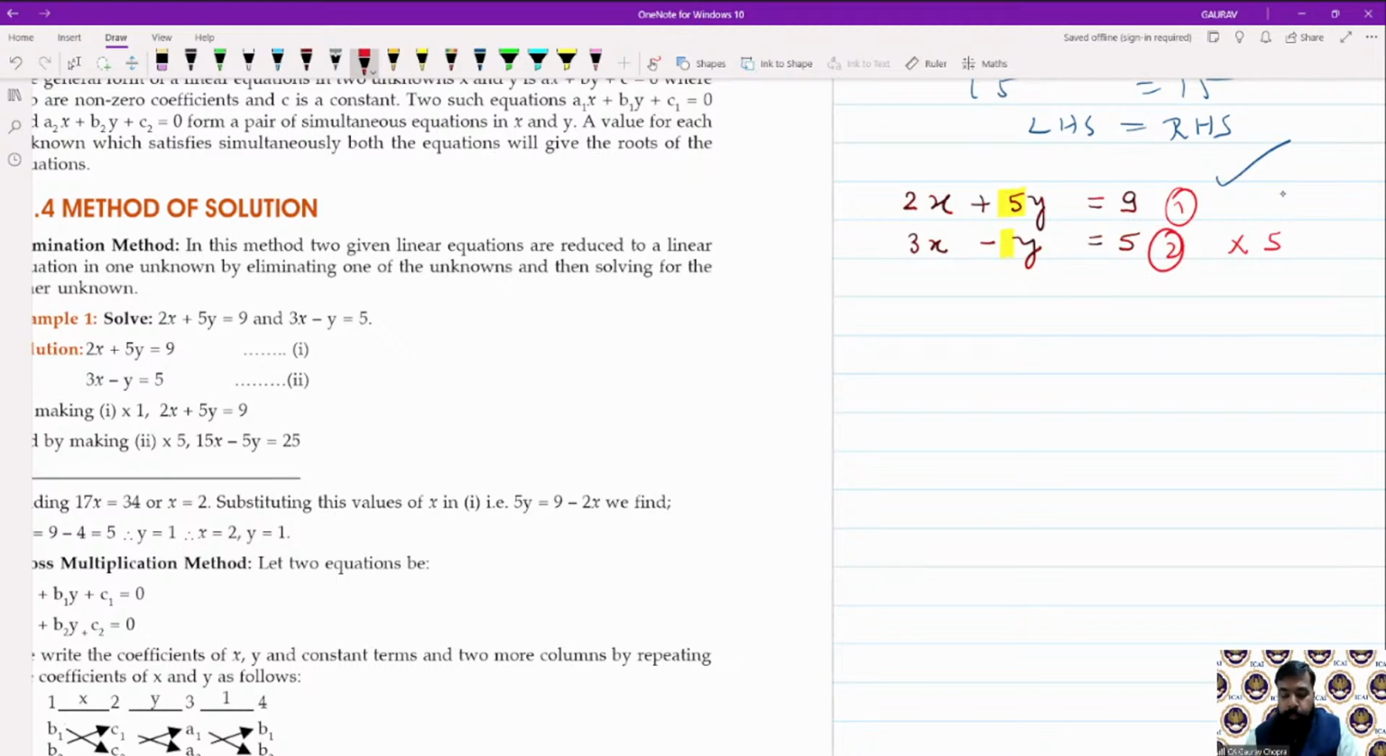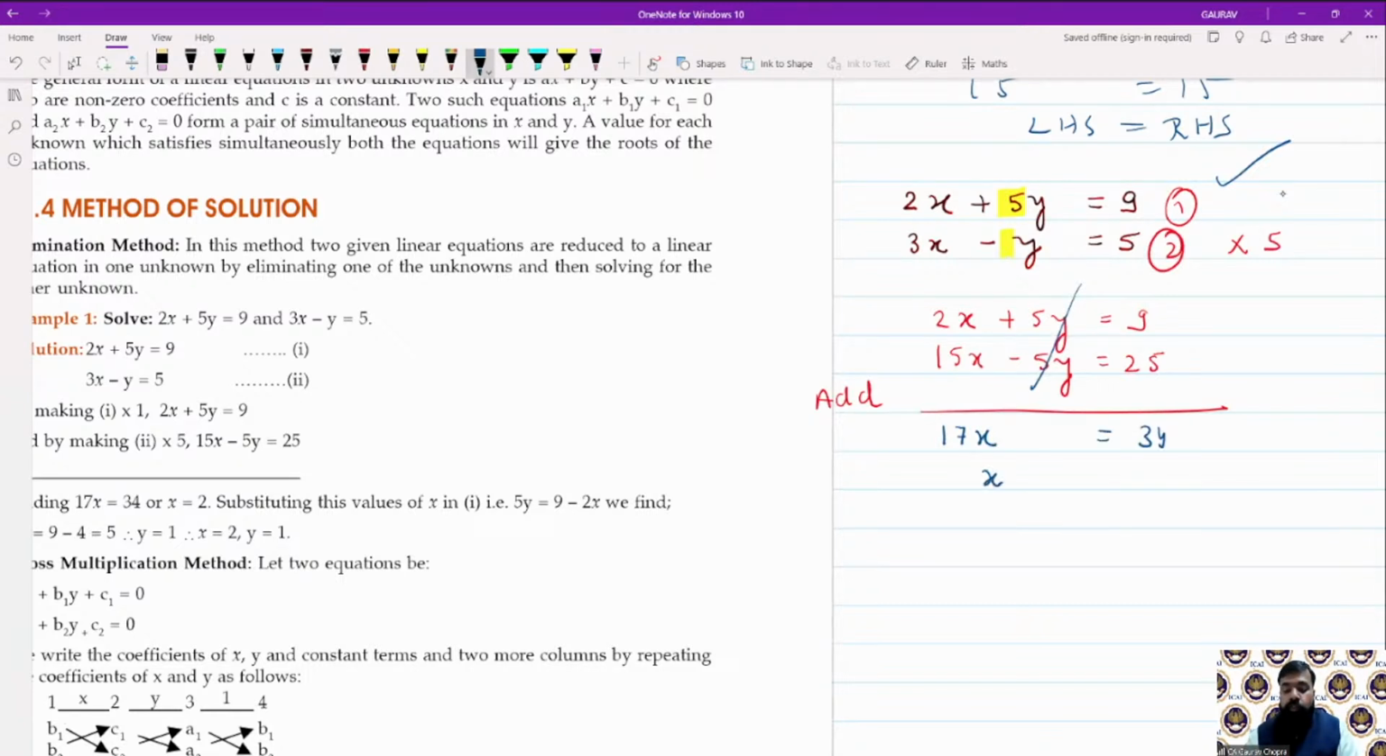So let us multiply. The first equation we write as it is, 2x plus 5y is equal to 9. And the second one is 15x minus 5y is equal to 25. Now we have to add both of them so that y will get eliminated. On adding, 5y minus 5y is cancelled, so we are left with 17x equal to 34.